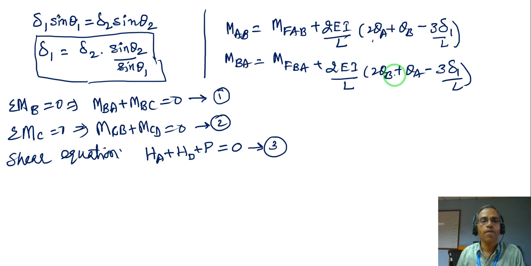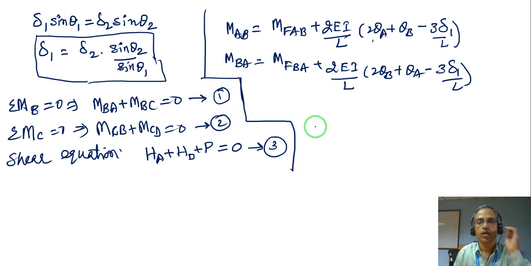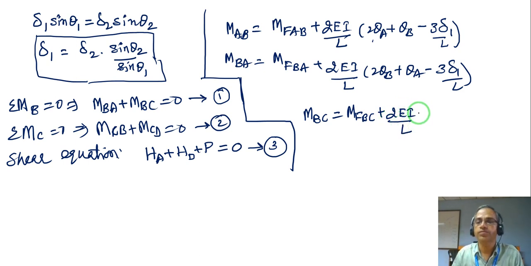Then let us have the end moments for member BC, the horizontal member. If you look carefully, MBC is MFBC plus 2EI by L of that member, times 2 theta B plus theta C minus 3 by L times delta.